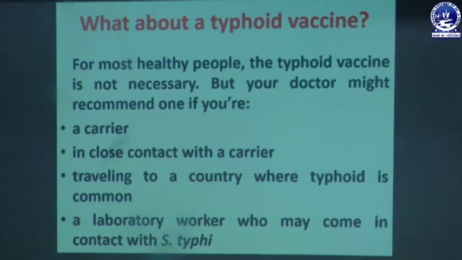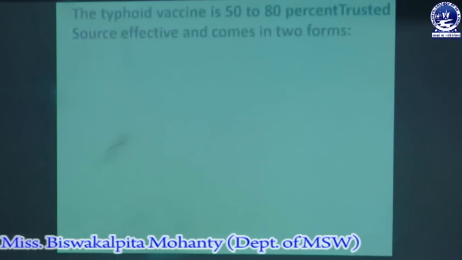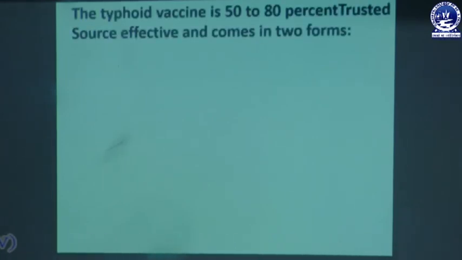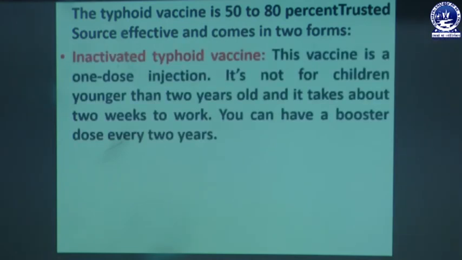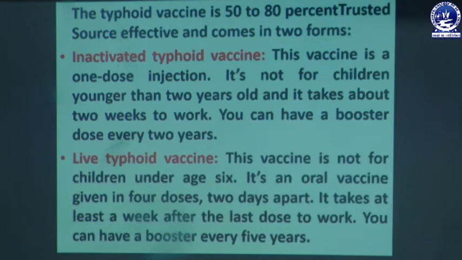So if there is a laboratory worker, then there is a need of typhoid vaccine for that person also. The typhoid vaccine is 50 to 80% effective, and it comes in two forms. One is inactivated typhoid vaccine and the other one is live typhoid vaccine.